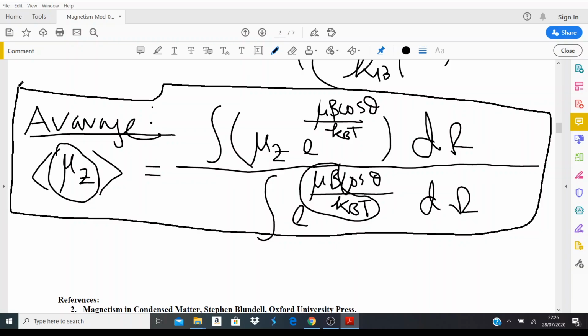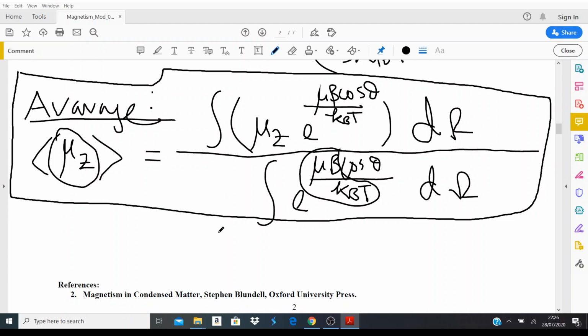And we will see in the future that this way of thinking, finding out the expectation value, will lead us to the expression of the paramagnetic susceptibility. In the next lecture, I will show you how to evaluate these quantities and then explain the susceptibility of the paramagnetic material.